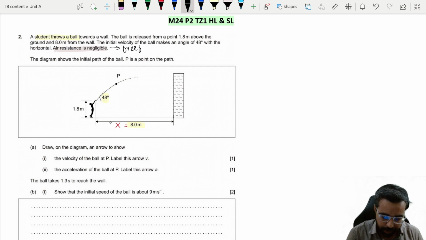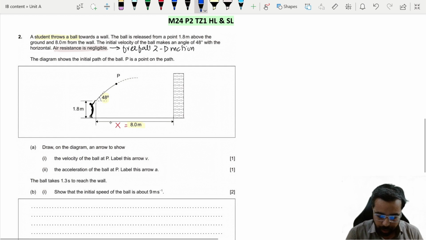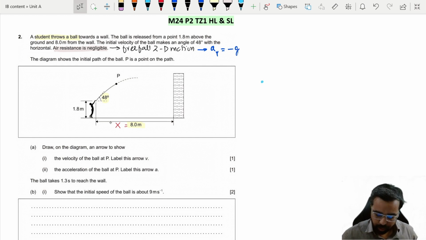So it's already a two-dimensional motion, so we would say free fall two-dimensional motion, in which our next step is to revise that acceleration due to gravity is negative g. So if this is a point from where the ball is thrown with some initial velocity at an angle 48 degrees, what will be the trajectory of the ball? It's a free fall motion, so you see that the ball is moving like this.